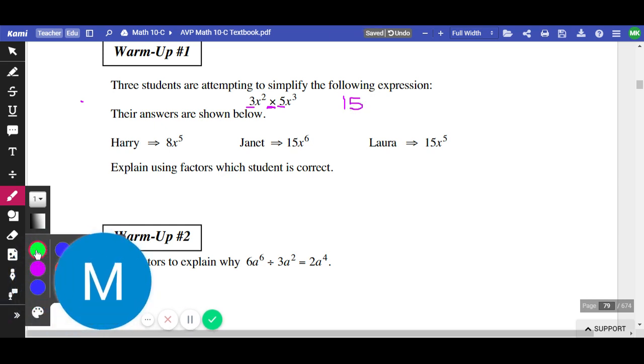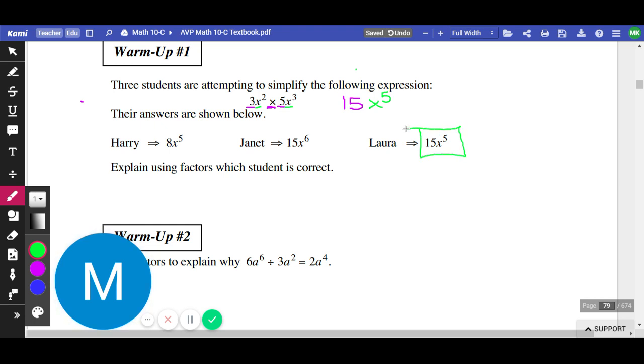In this case, we have x squared times x cubed. When we're multiplying two letters together, or two variables together, we add the exponents. So this would be 2 plus 3 to become x to the power of 5. So the correct answer is 15x to the power of 5. The person with the correct answer is Laura.